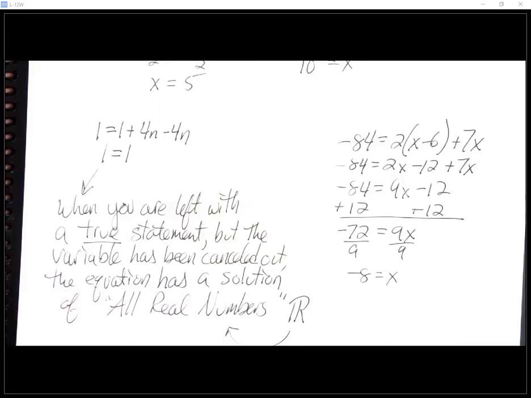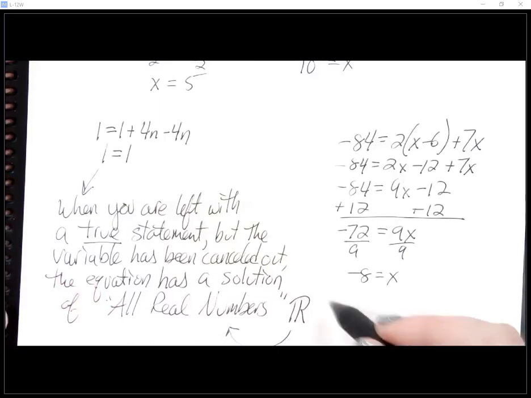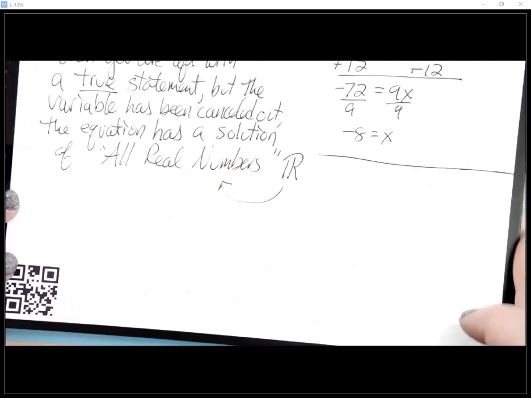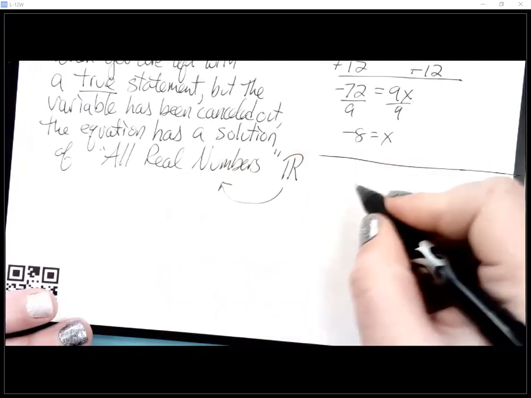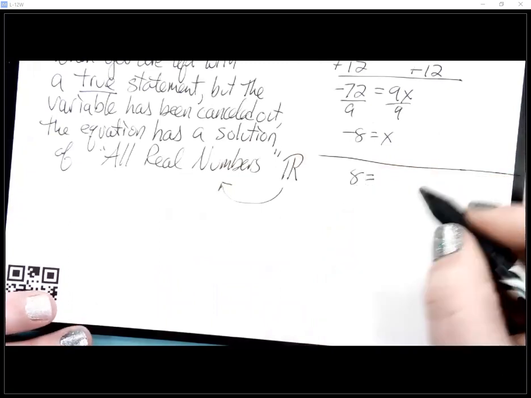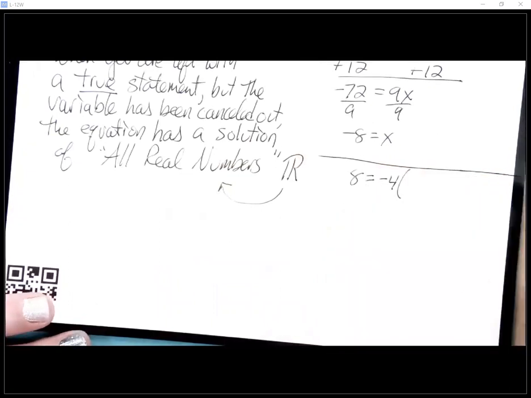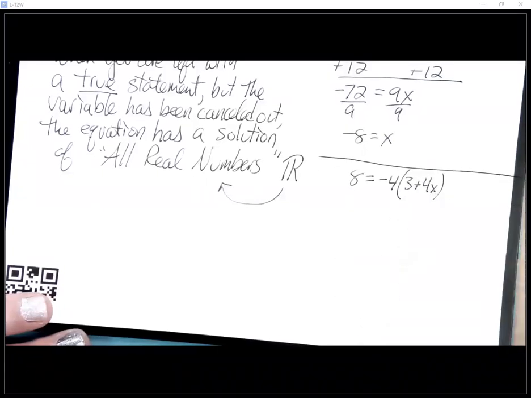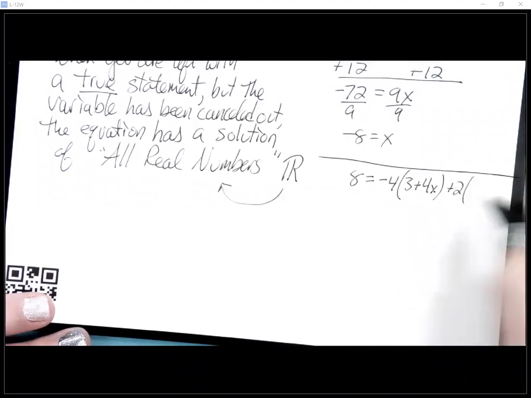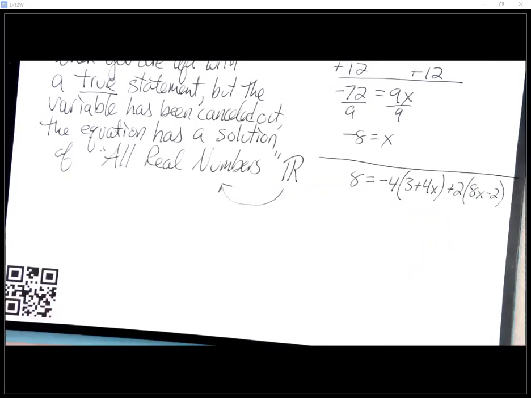Okay, I got another tough one for you. Sneak it in right here. Before we start talking about fractions, everybody's favorite. Try this one. 8 equals -4 times the quantity 3 plus 4x, plus 2 times 8x minus 2. Try that one. Let's see how we do.